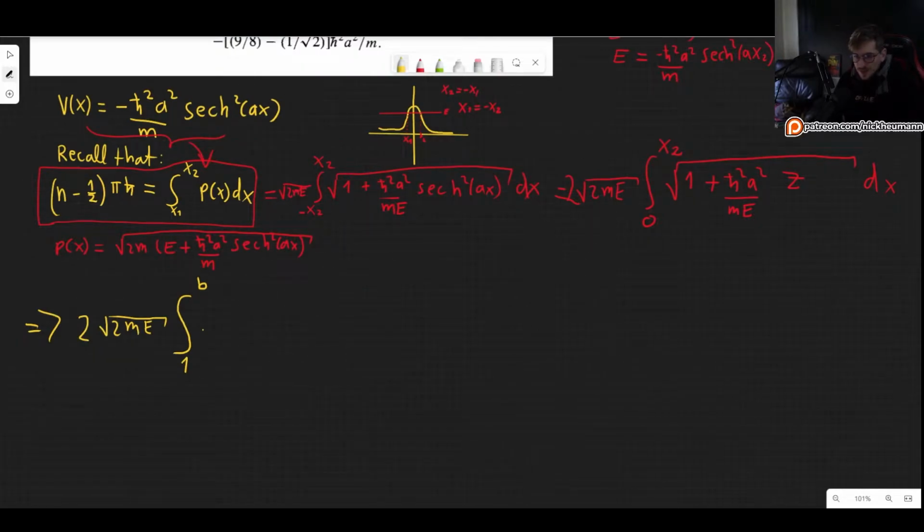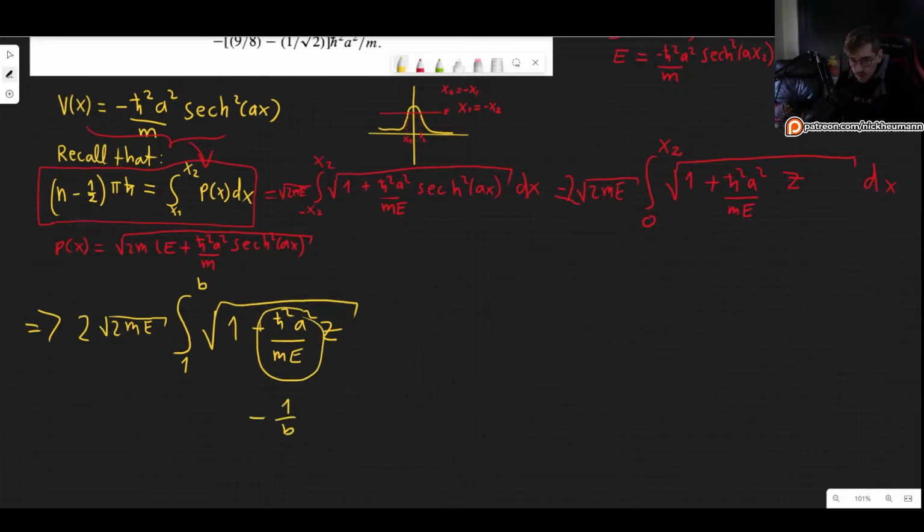So now we have the square root of 1 plus h bar squared a squared divided by me, and we still have z. So notice that here, all of this is inside the square root, of course. This thing is basically minus 1 over b.